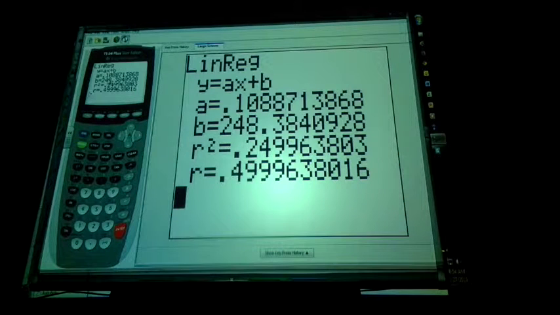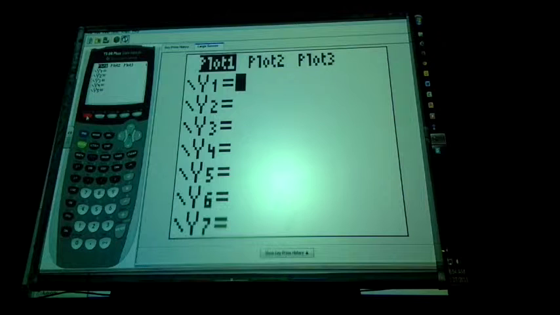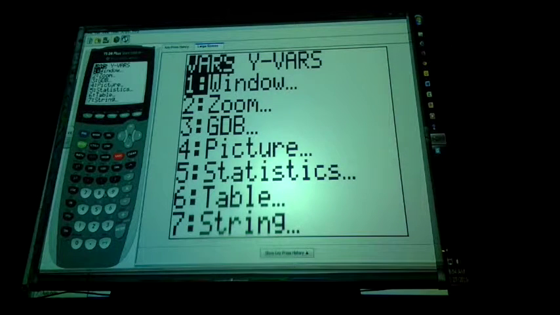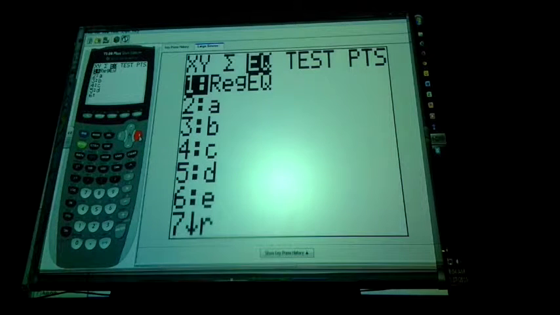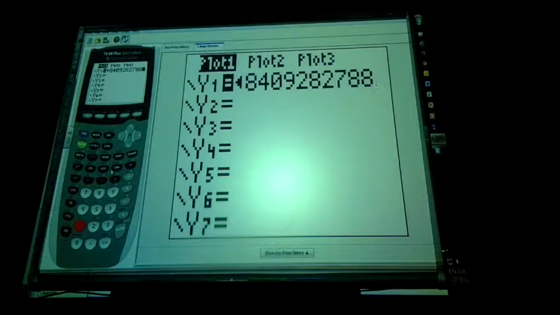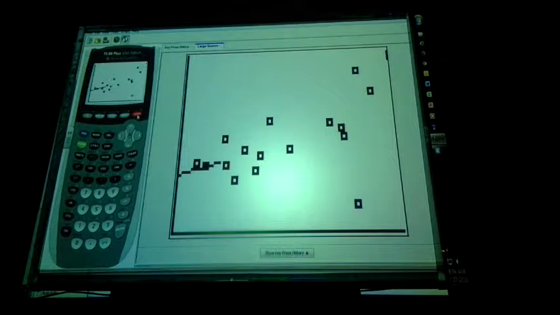So this is my line of best fit. I want to put it on my graph, so I'm going to go Y equals. Make sure nothing's in any of our Y's. Once I'm at Y equals, I hit VARS, down to Statistics, over to EQ, and then your regression equation. It'll plot it in there. See, you never told me to do that. Once you have that in there, it's going to draw your line of best fit.